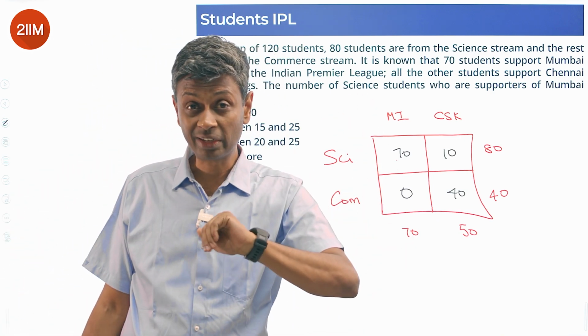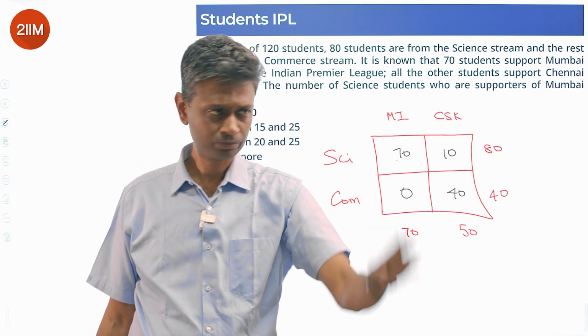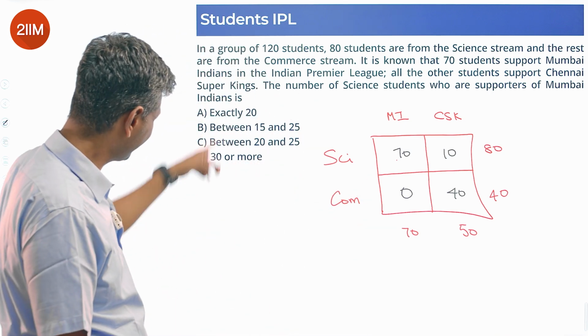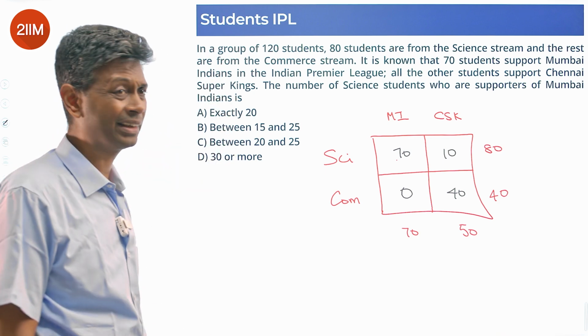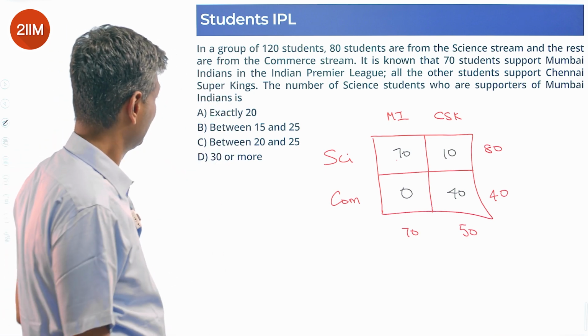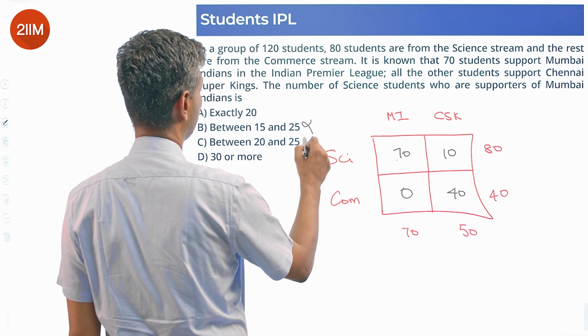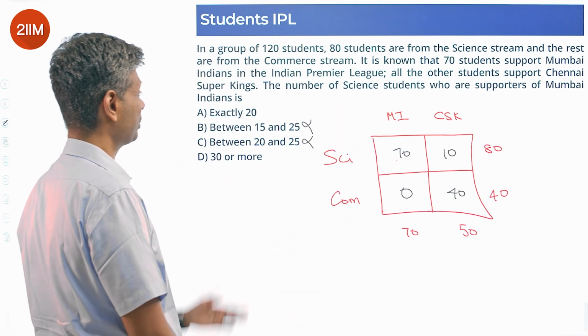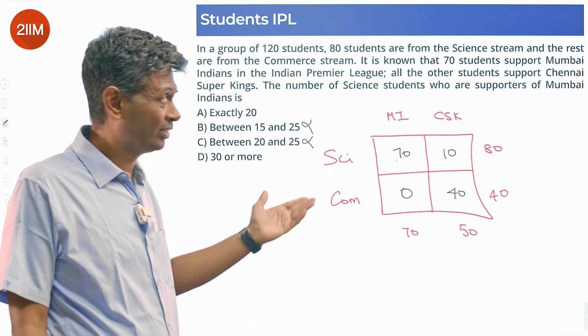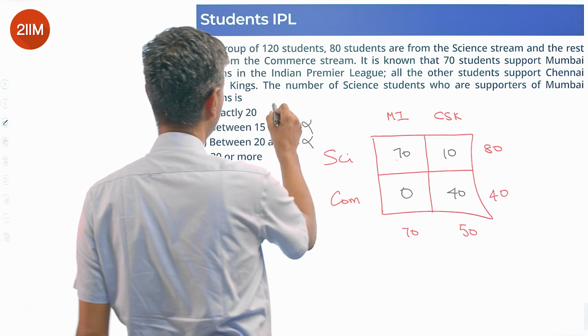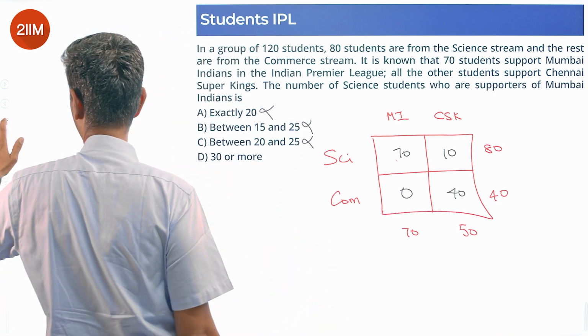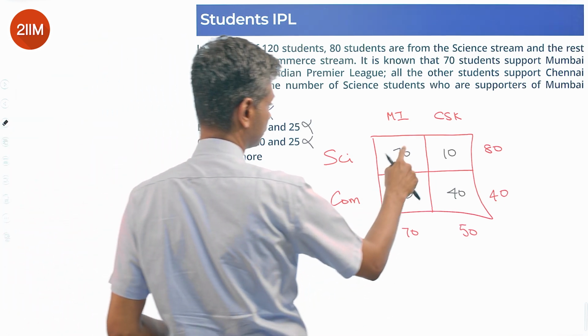All Mumbai Indians fans sit inside science. Okay? But that's not there in our choices. Nobody's talking about maximum. It's exactly between 15 and 25, between 20 and 25 are wrong. Exactly 20 is also not the case. We've got 70. So I'm already guessing this should be the answer. Hey, but let's see if we can arrive at that.